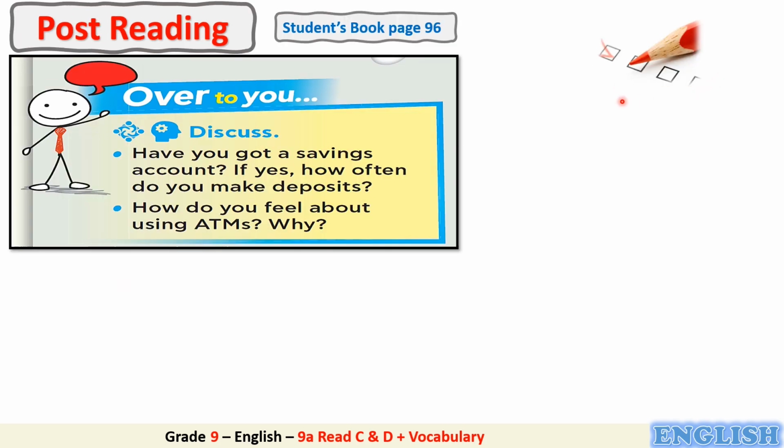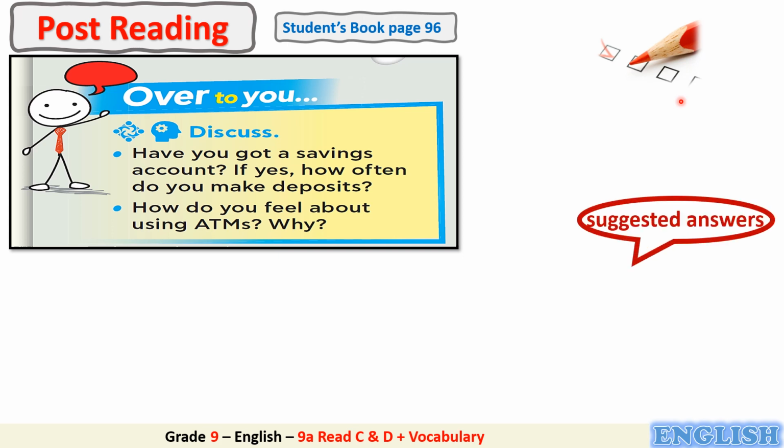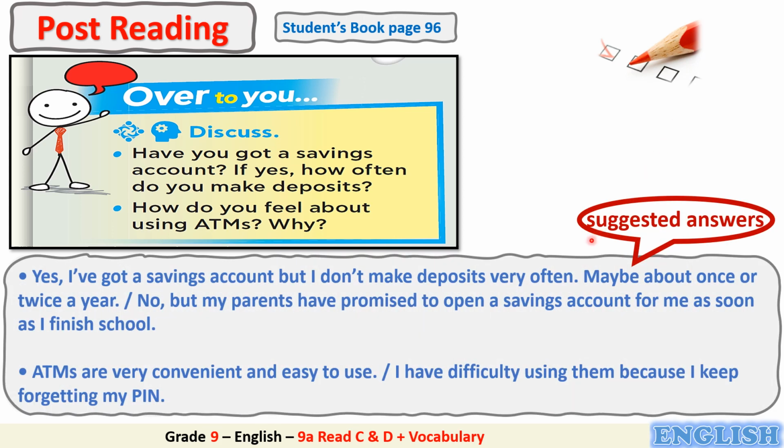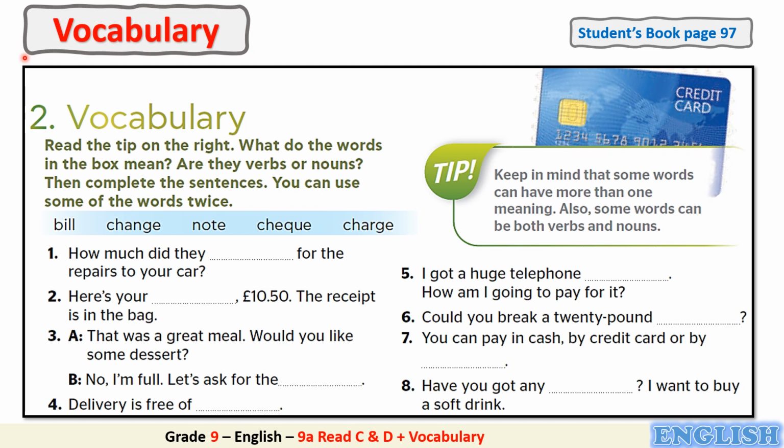Now let's check your answers. Here I have some suggested answers for you. You can compare them with your answers. Now let's move to the second part of our lesson today, which is vocabulary. In the student's book, page 97. Number 2. Vocabulary. Read the tip on the right, here.